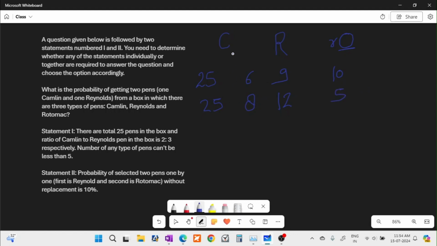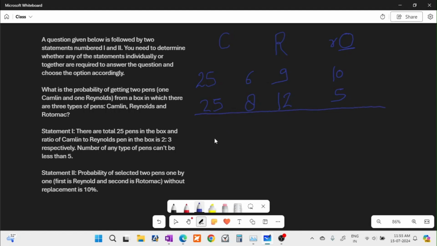And if we increase Camlin here, Reynolds will also increase accordingly, and Rotomac will become less than 5, which is not possible. So these are the only two possible cases, and we can clearly see statement 1 is not sufficient to answer this question: what is the probability of getting two pens, one Camlin and one Reynolds? Because we have to find the exact number of Camlin and Reynolds, but here we get two possible cases. So statement 1 is not sufficient.